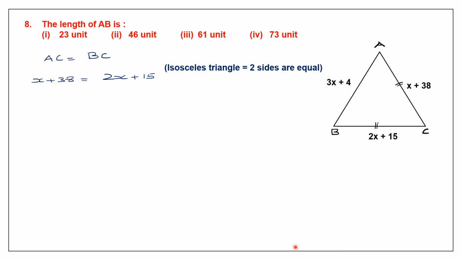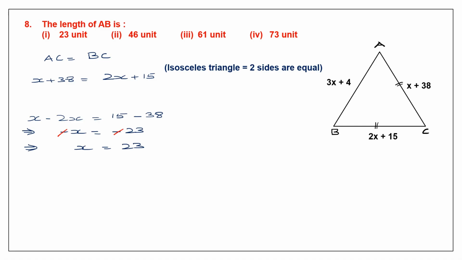Now let's solve for x. So here x plus 38 is equal to 2x plus 15. So bring both the x's to one side. So x minus 2x is equal to 15 minus 38. So this will be equal to minus x is equal to minus 23. So we can cancel out the minus signs from both sides. That means we have found the value of x. X is equal to 23.